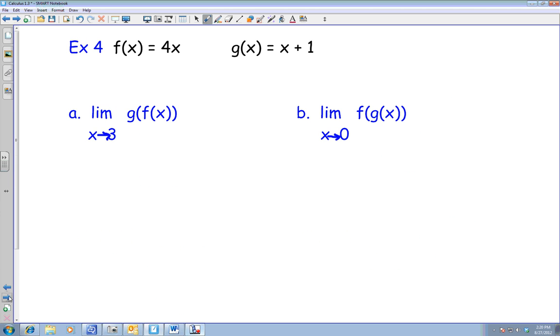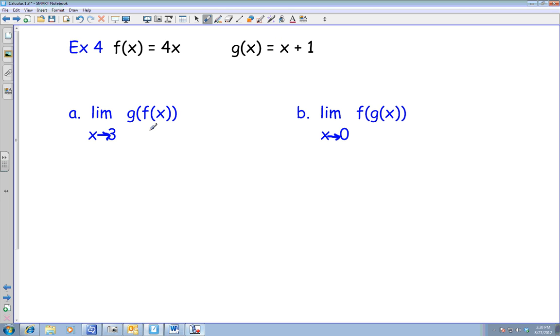All right, let's look at the next example. Example 4. These are called composite functions, and you actually did composite functions in Algebra 2. So we can find the limits of composite functions the same way. Here's part A. The limit as x approaches 3 of g of f of x. These two things are not being multiplied together. They're composite functions. Here's my f of x. Here's my g of x.